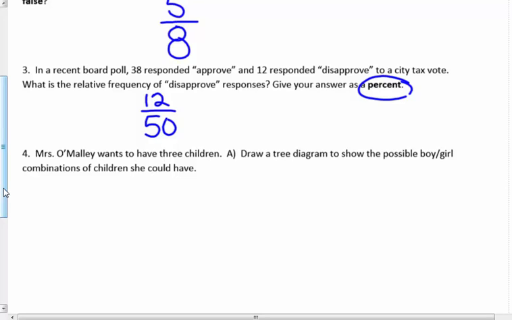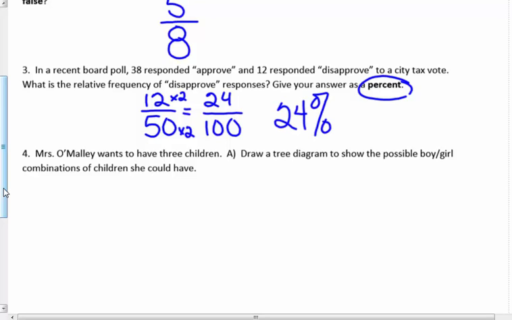Is that a percent? No. Could we make it easily into a percent? Yes. By making it out of 100. So what would I do with my numerator there? Times it by 2. Very good. The denominator multiplies by 2. The numerator multiplies by 2. Now we have 24 hundredths. What percent is that? 24%. Yes, any number out of 100 represents a percent. So we've taken our fraction, 12/50ths, and made it into the equivalent 24%.